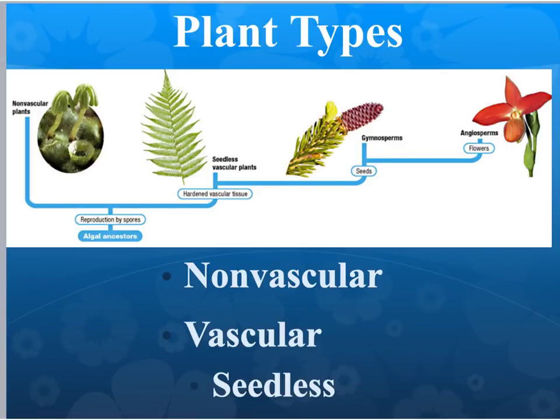So on the next page, you should see it says plant types, and the two big bullet points are going to be for the two major types of plants. Plants can either be non-vascular or vascular. So at this point, just write in the two bullet points, non-vascular and vascular.